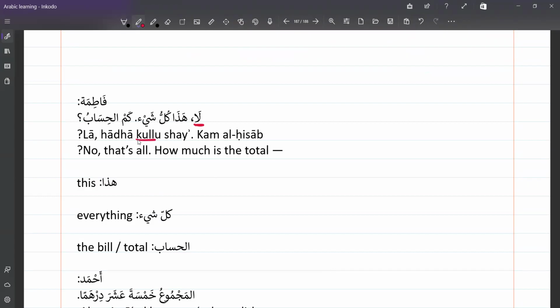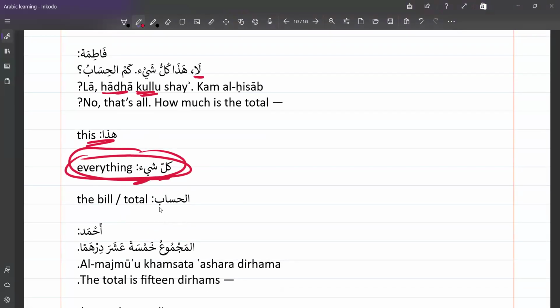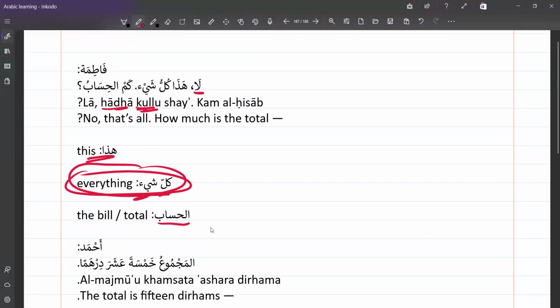Kullu means all. So haza means this, kullu shay means everything. Shay means thing, kull means every. So again, learn this phrase, kullu shay. It is a phrase meaning everything. And the bill is referred to as al-hisab in Arabic. So Fatima says, La, haza kullu shay. That's everything, or that's all.